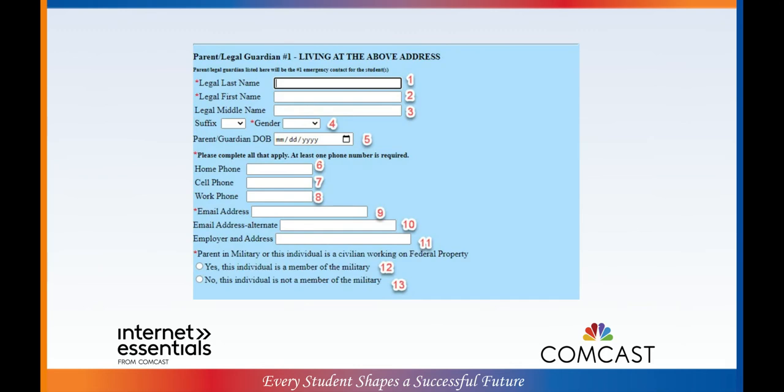In box 9, you will enter the email address of the parent or guardian. Box 10 is an alternative email. This is not required. And box 11 is the parent or guardian's employer and their address. Again, this is not a required field. Finally, box 12 and 13 are to indicate if this parent or guardian is in the military. Click box 12 if yes, and box 13 if no.